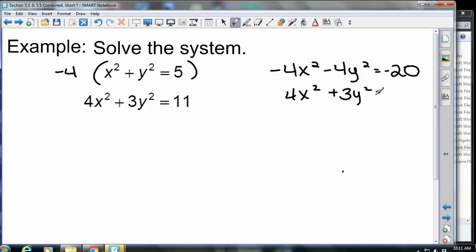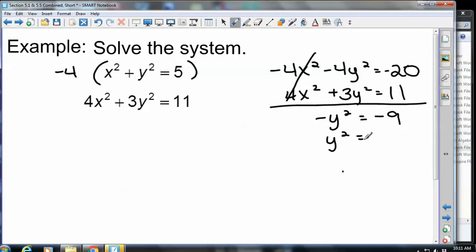Didn't change the second one. So my x squareds drop. Negative 4y squared plus 3y squared would be a negative y squared equals negative 9. Divide your negative.